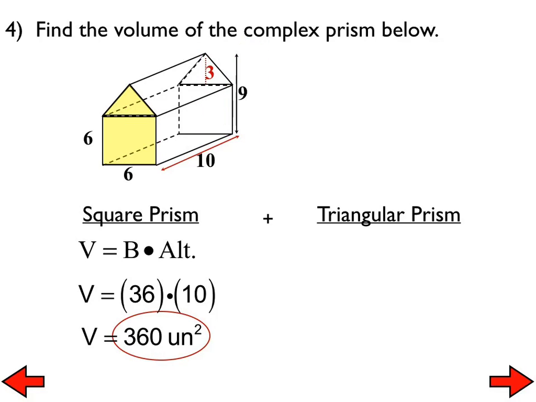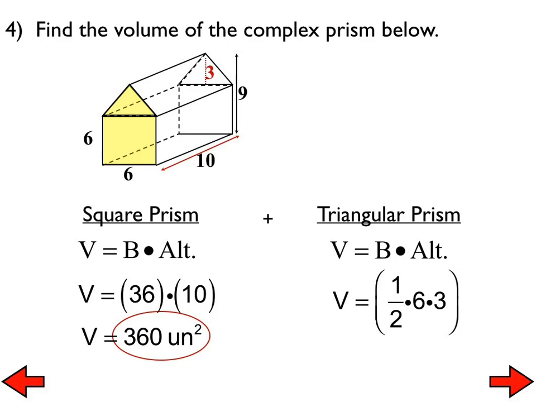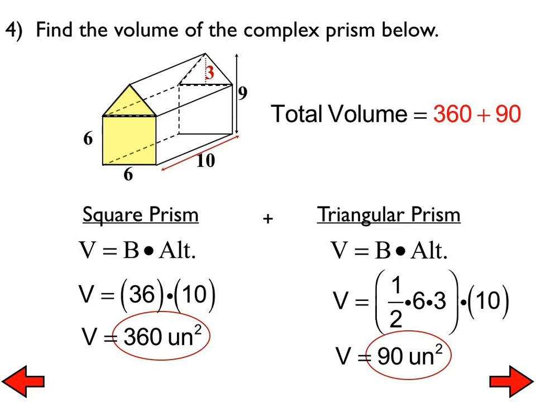And so once we put that together, the area of the triangle is 9, and then we multiply that by the height of that, which is 10, and that would make 90 for the triangular prism. And so the total volume of that shape is 450 cubic units. All right, let's keep going here.